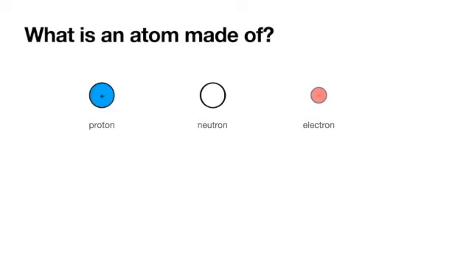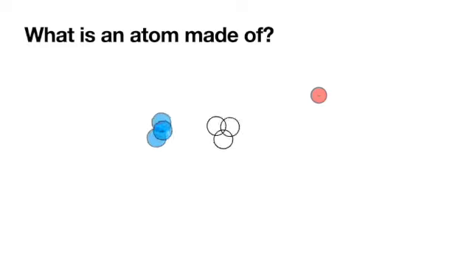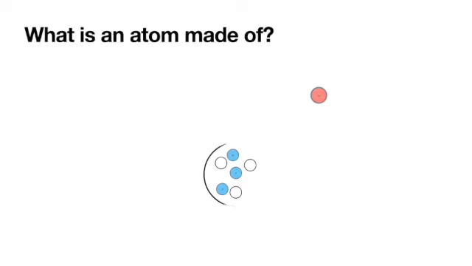The protons and neutrons are found in the centre of the atom. Together, they make the nucleus. The electrons live in shells or orbitals around the outside of the atom. The element type is determined by the number of protons an atom has. This is called the atomic number.